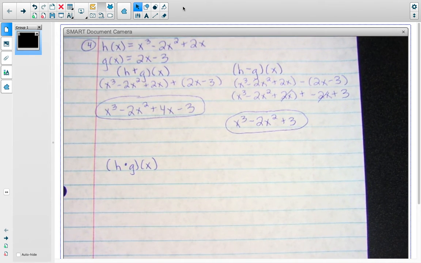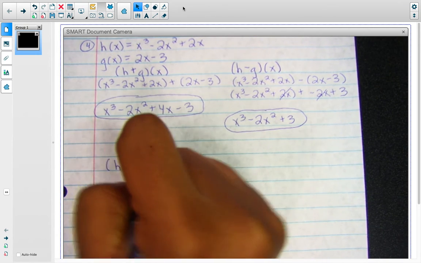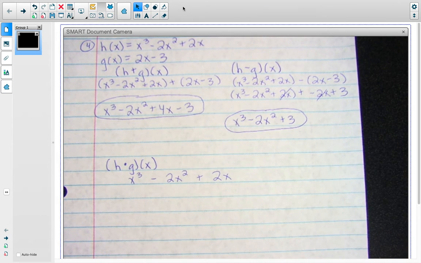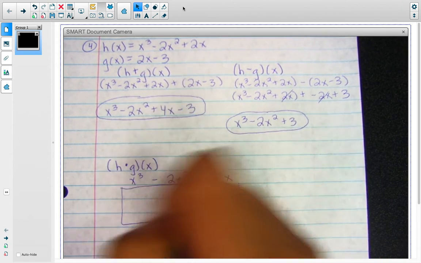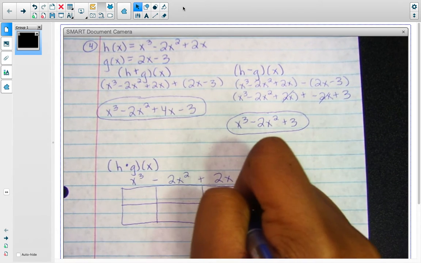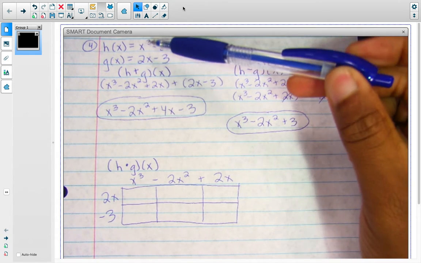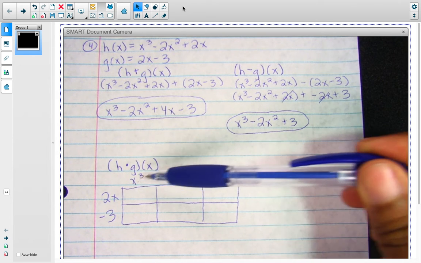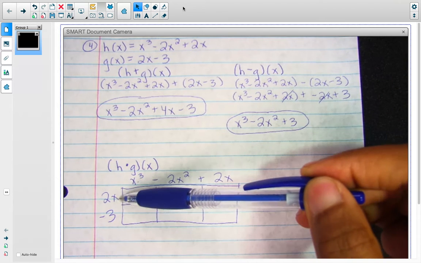All right, now let's multiply. If I'm going to do a box, my box is just going to be bigger. So x to the third minus 2x squared plus 2x. So it's just making my box bigger. And then 2x minus 3. So I took the first one, which is x to the third minus 2x squared plus 2x, and I just recopy that on the top of my box. Same thing we did in the previous examples. And then 2x minus 3 goes on the side.